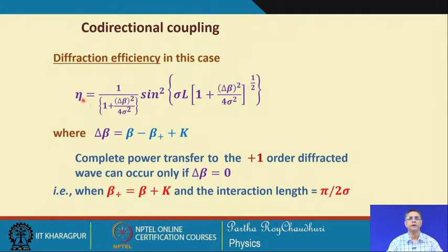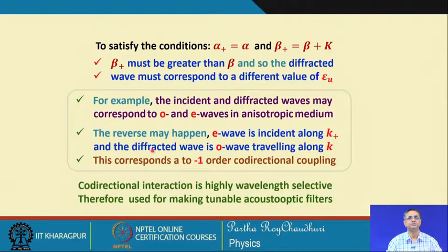will be useful, we will be using it also for the efficiency of the modulator, diffraction efficiency, delta beta equal to this. Complete power transfer will take place to the plus order only if delta beta equal to 0, that is beta plus equal to beta. So, this will happen, and the length of interaction will be pi by twice sigma, sigma is the coupling coefficient, and these are all the same that we have seen in waveguide coupling and also in the small Bragg angle diffraction case. So, these are all in the same line, only the parameters are changed.